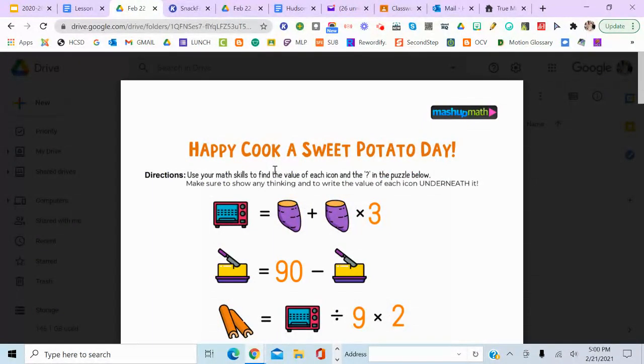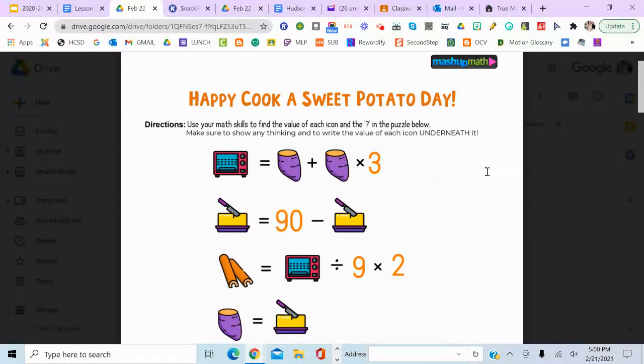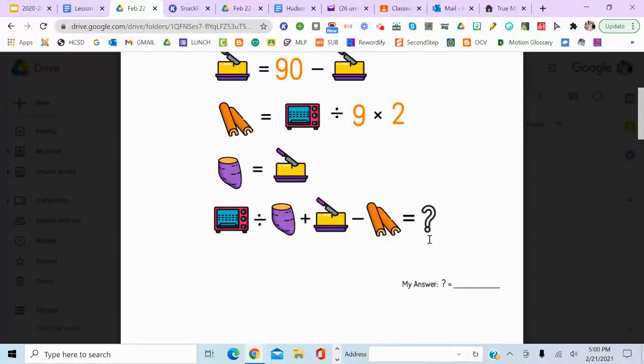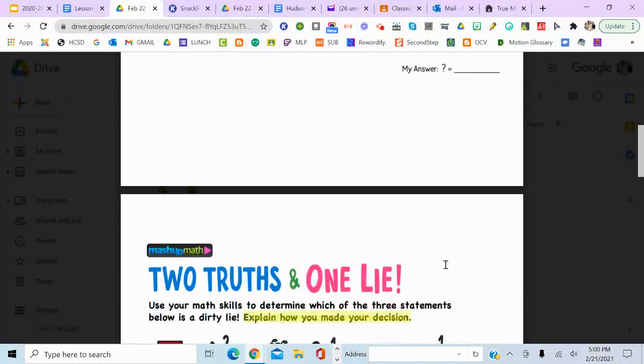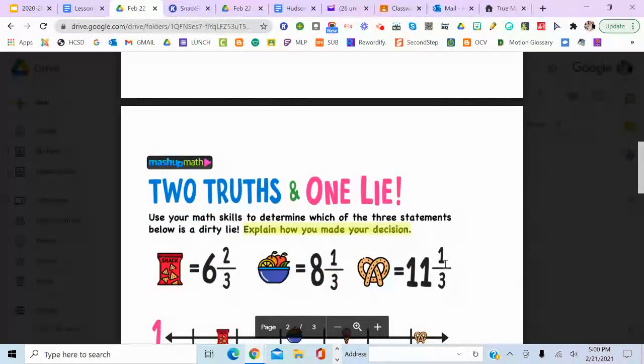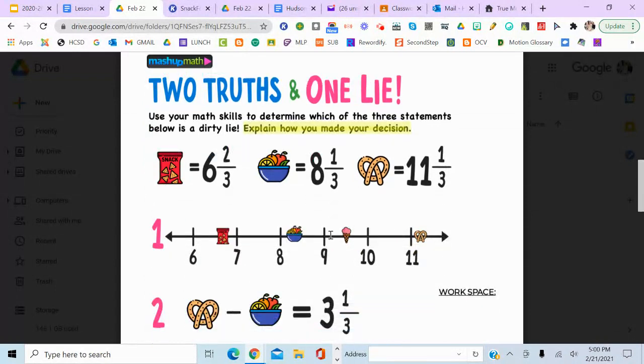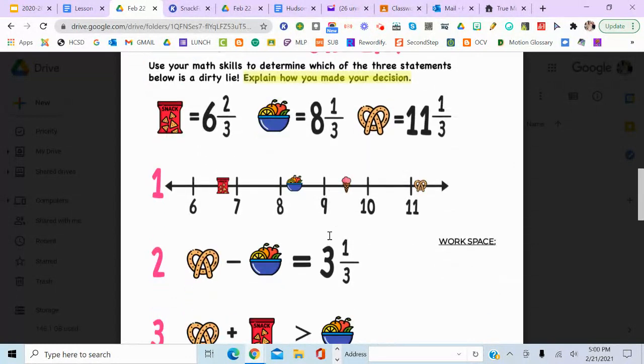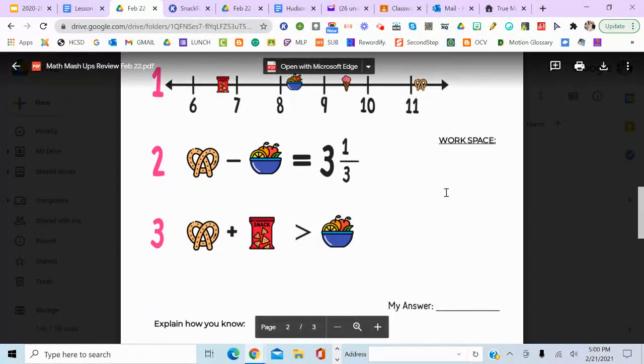They are delicious. And you are going to have to show all your thinking and write the value underneath, just like I did, and then what the answer for the question mark is. And then you also have the 2 truths and 1 lie. So you're going to need to figure out which statements are not true mathematically, and then explain how you made your decision. Again, make sure that you're showing your workspace.